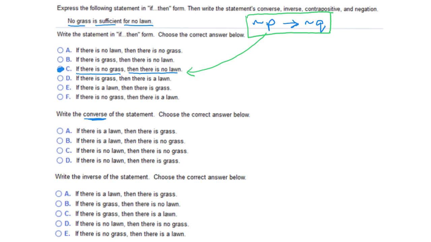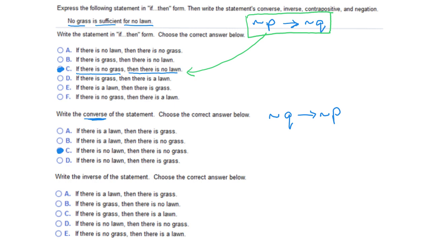So for the converse of a conditional, we're just going to reverse the order. So this becomes if not Q, then not P. And to translate that into words would be if there is no lawn, then there is no grass. That will be answer C. So once again, the converse is just reverse the order of the antecedent and the consequent.